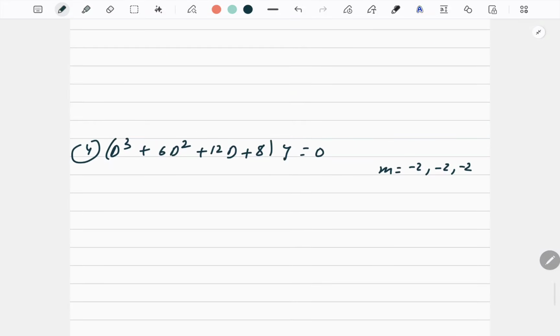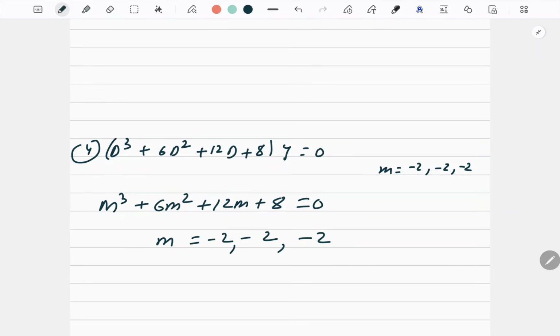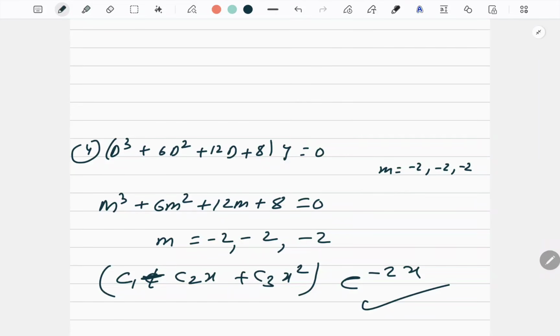Look at this question. Now this is m cube plus 6m square plus 12m plus 8 is equal to 0. Again, I will suggest you please go through the video where I have done a lot of questions. This I am doing quickly so that you just get the idea of what is there. Now when you solve this, m is equal to minus 2, minus 2, minus 2. So 3 repeated roots. So the answer will be c1 plus c2x plus c3x square, times e to the power minus 2x. So this is your CF.